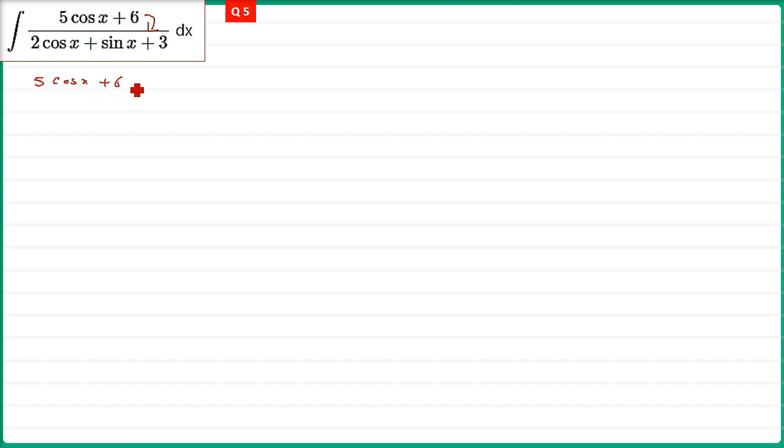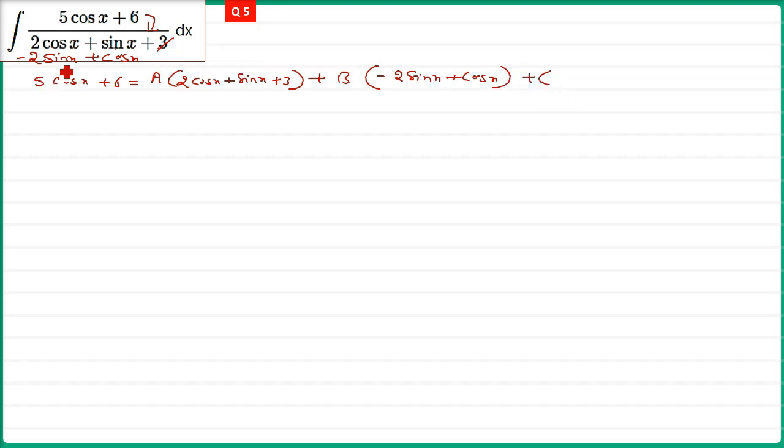That means we will equate 5 cos x plus 6 to a times the denominator plus b times the differentiation of the denominator. Since the maximum number of terms is 3, we will include 3 terms. First is a constant a times the denominator, then b times the differentiation of the denominator. What is the differentiation? 2 cos x becomes minus 2 sin x, sin x becomes cos x, and 3 goes away. It's negative 2 sin x plus cos x. Then we add a constant c.